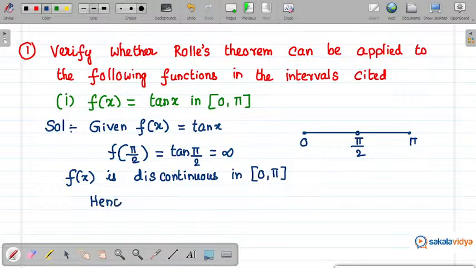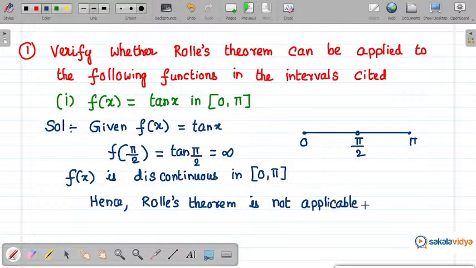Hence Rolle's theorem is not applicable. That's all. Problem has been completed. Simple.